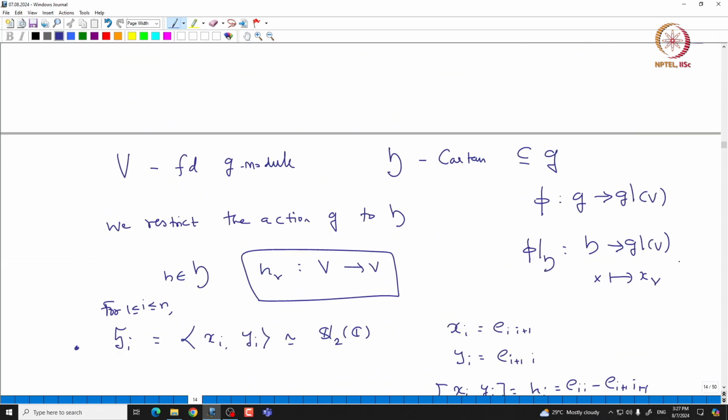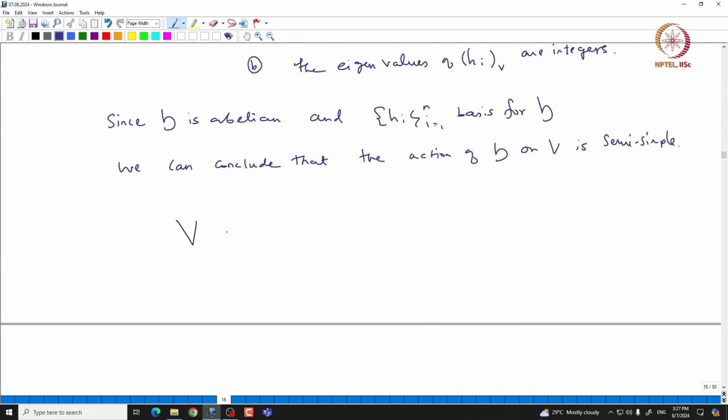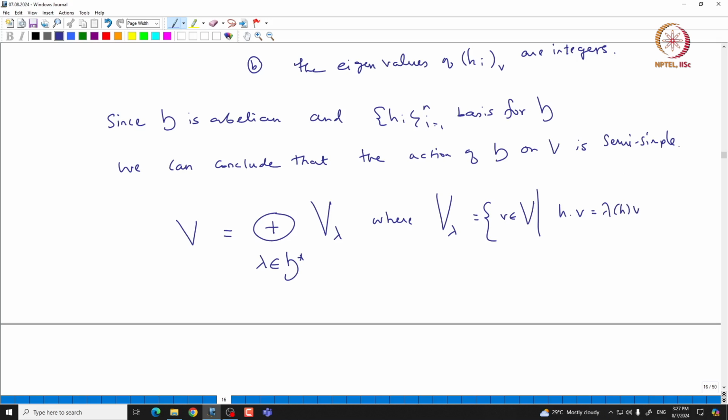Okay. So, we started with a general finite dimensional sl_{n+1} module, and then we concluded that the Cartan acts semi-simply on it. In particular, we can talk about the weight space decomposition, that is, the simultaneous eigenspace decomposition. We can define V as the direct sum of V_lambda, lambda in H star, where V_lambda is given by those vectors in V such that the action of H is given by lambda of H for all H in H. Okay. So, this is called weight space decomposition.